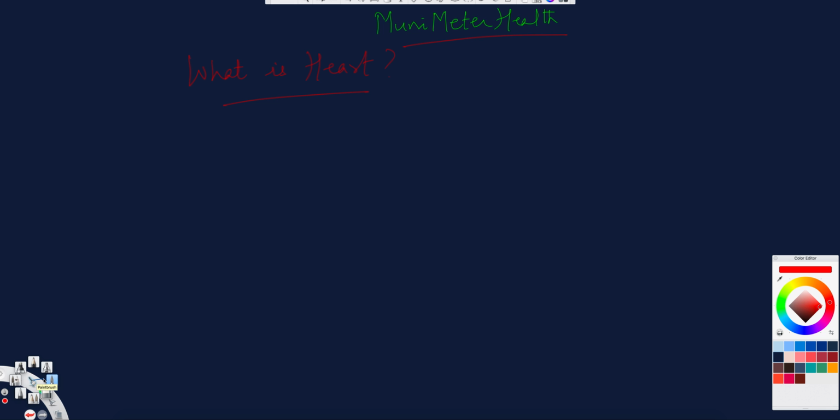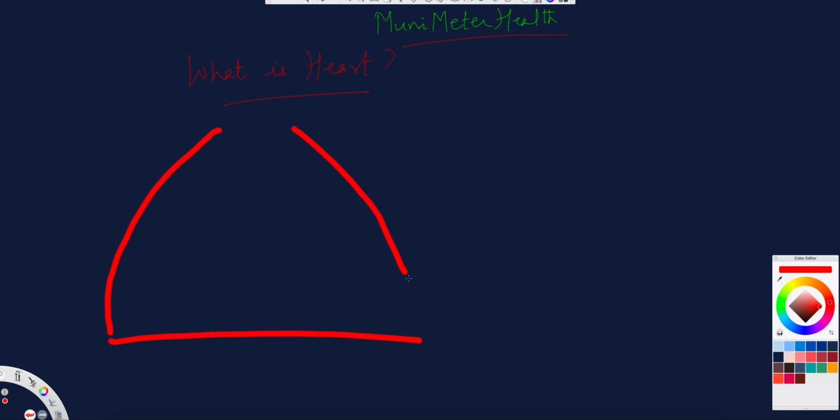So if you were to look at the schematics, let's draw the chest in this fashion. As I said, the lungs are on either side and the heart is in the middle and slightly to the left. So this becomes your heart. This is your right lung, this is your left lung, and this is your heart. As I said, the heart is a muscular organ.